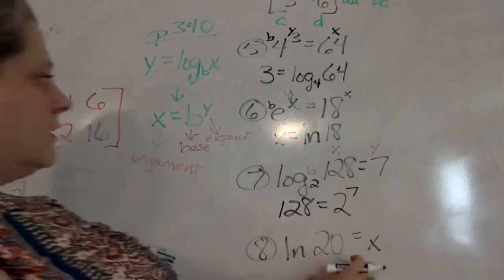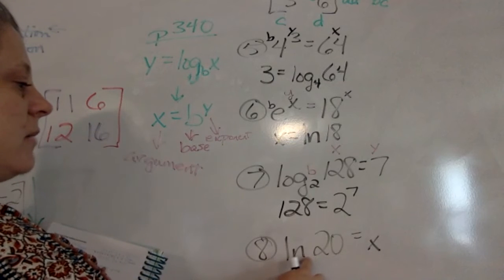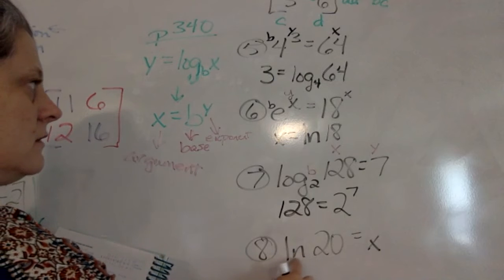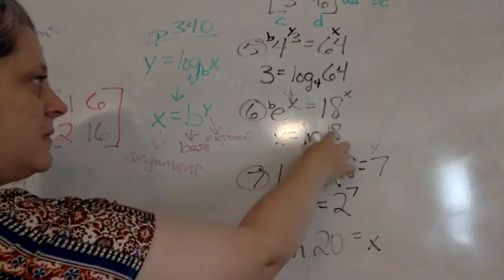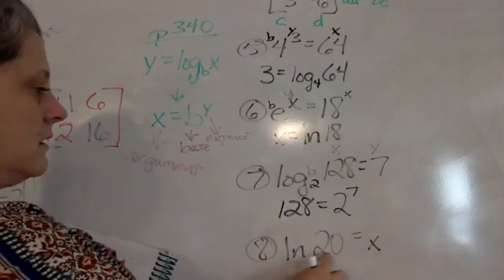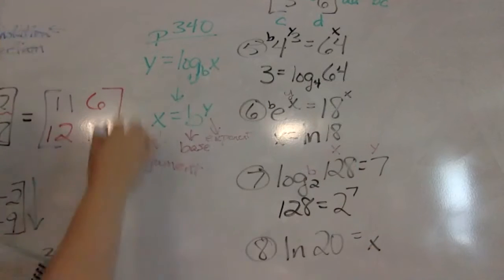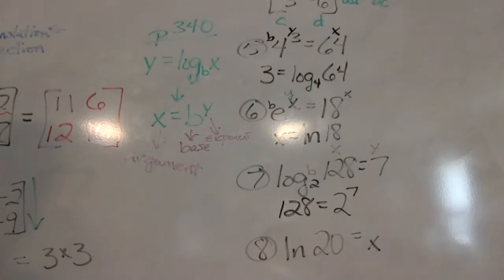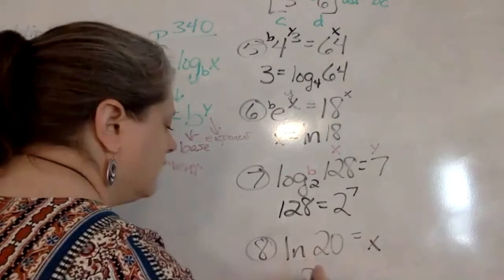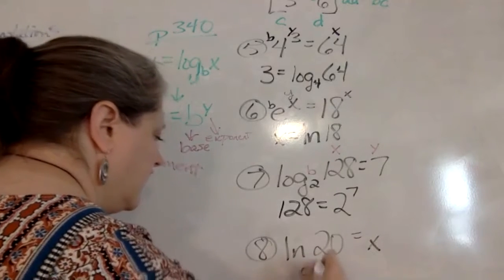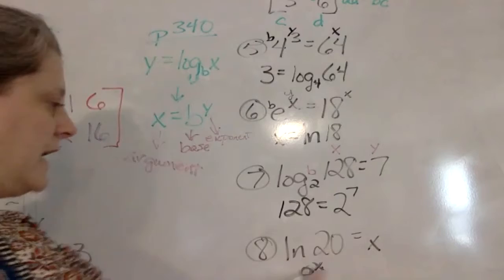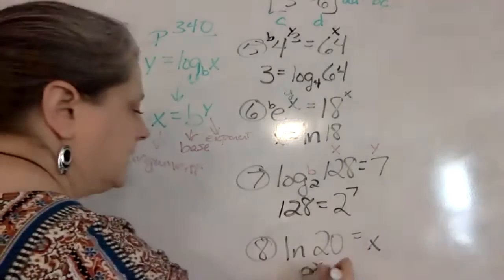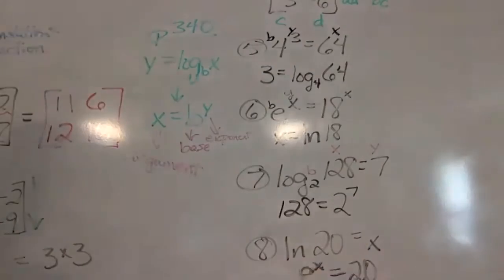So on this one, our base, remember, is going to be e when it's a natural log. This is my argument. And then this is going to be my exponent. So I'm going to have 20 to the what? E to the x. Your base to the exponent is equal to the argument.